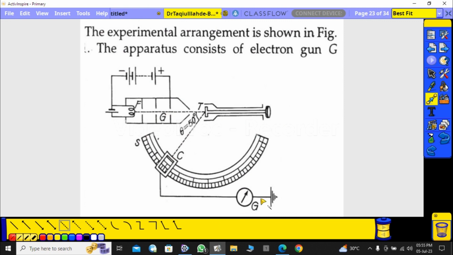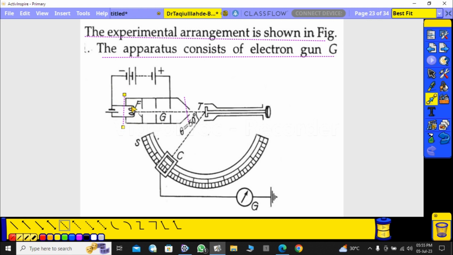Okay, this is the experiment setup, please. I will just explain this. The experimental arrangement is shown in the figure. The apparatus consists of electron gun G. See, this whole part up to here is something called the electron gun. From here to here is the electron gun.